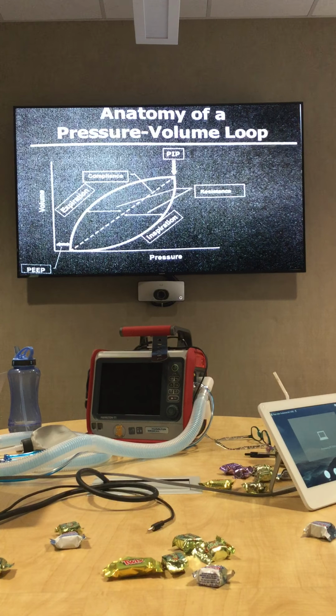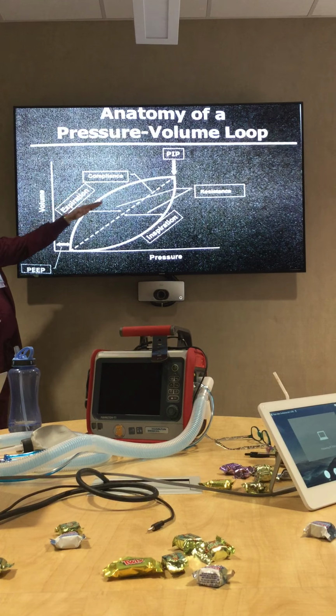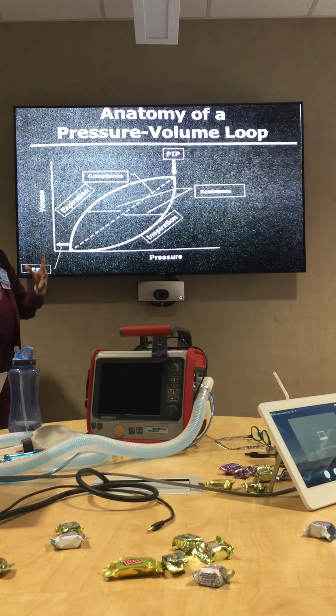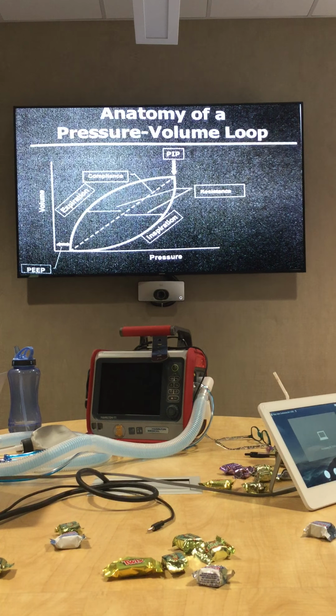Once I start becoming more non-compliant, so my lungs are getting stiffer, you're going to start seeing the compliance on this pressure volume curve dip down. So it's going to take more pressure to achieve a certain amount of volume within the lung to actually ventilate them.